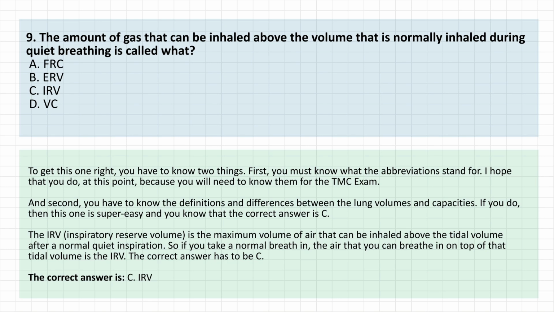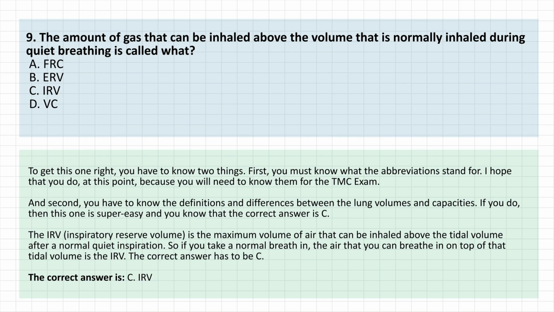First, you must know what the abbreviations stand for. I hope that you do at this point because you will need to know them for the TMC exam. And second, you have to know the definitions and differences between the lung volumes and capacities. If you do, then this one is super easy and you know the correct answer is C.